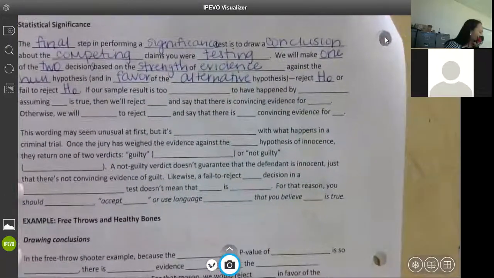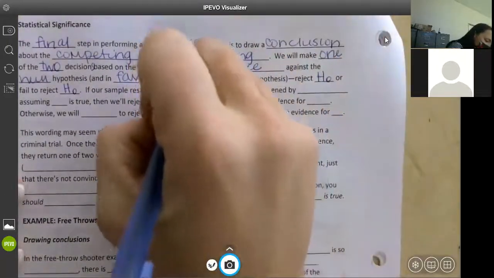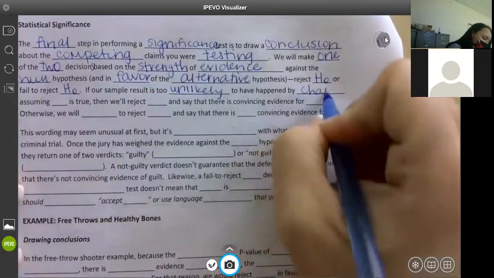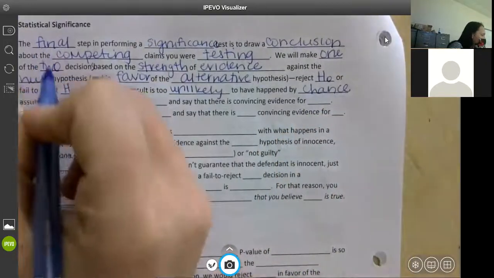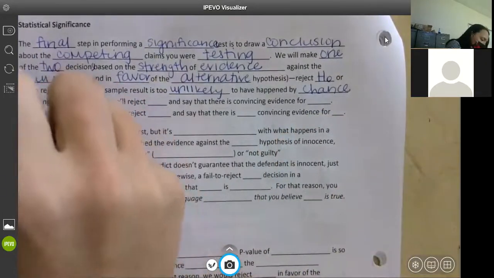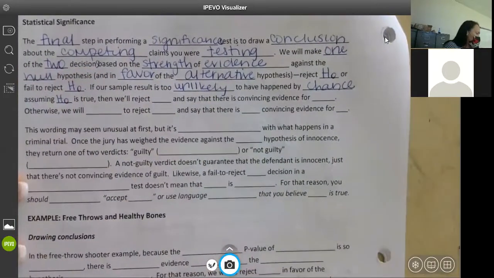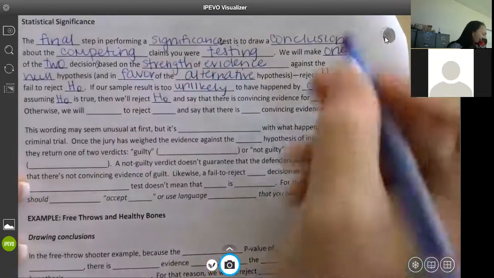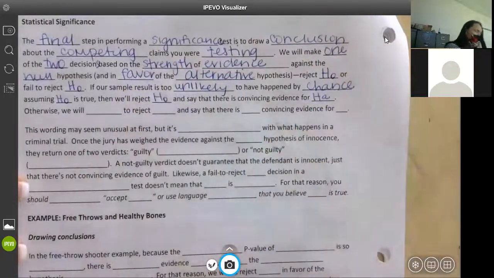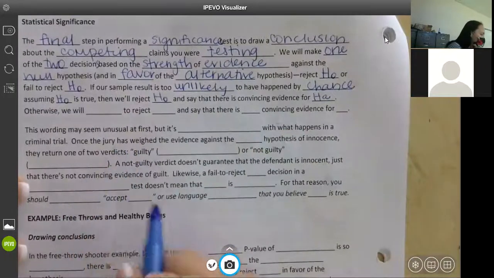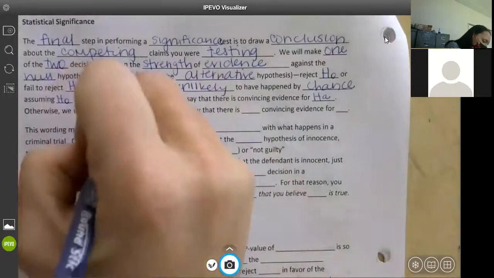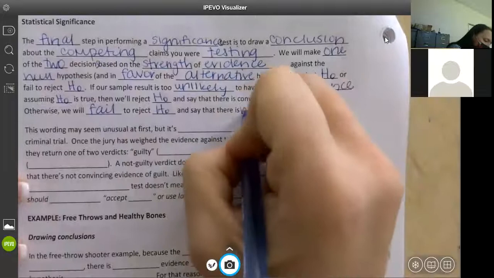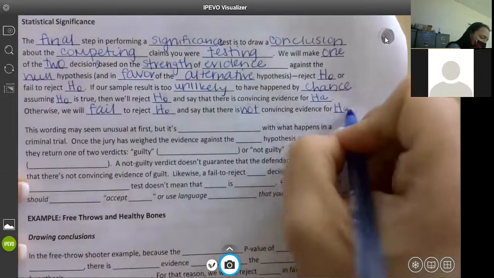So if our sample result is too unlikely to have happened by chance, assuming H sub O is true, then we'll reject H sub O and say that there is convincing evidence for our alternative or H sub A. Otherwise, we will fail to reject H sub O and say that there is not convincing evidence for H sub A.